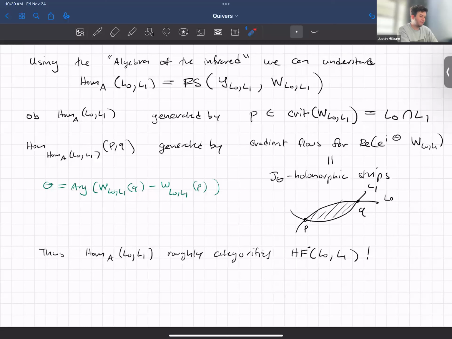It's called the algebra of the infrared. Basically, the way that it works is that the objects of this Fukaya-Seidel category, we're not going to study thimbles coming from the critical points, which is what people normally do. We're just going to study the critical points themselves. The critical points of this function are actually just the intersection points of L0 and L1. Let me assume that they're transverse, so they intersect in a finite number of points.